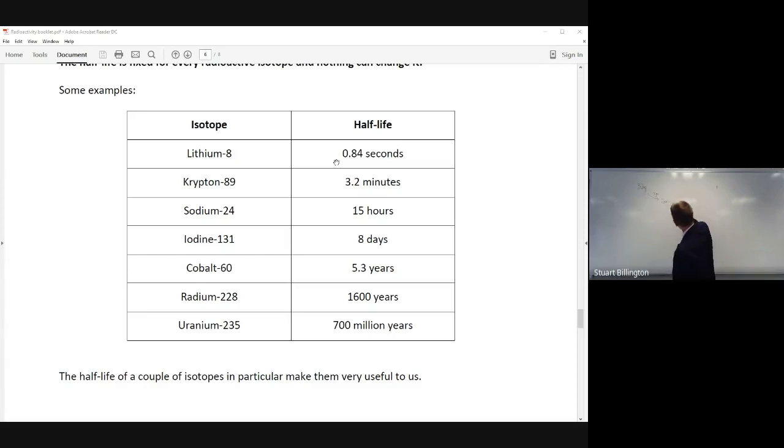After another 5 years, I've only got 8 milligrams left because half of 16 is 8, and it halves every 5 years. After another 5 years, I've got 4 milligrams left. After another 5 years, from today into the future, I'm only going to have 2 milligrams left.